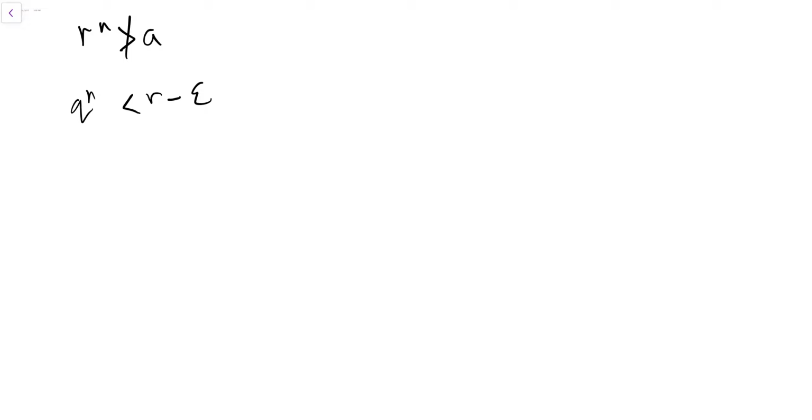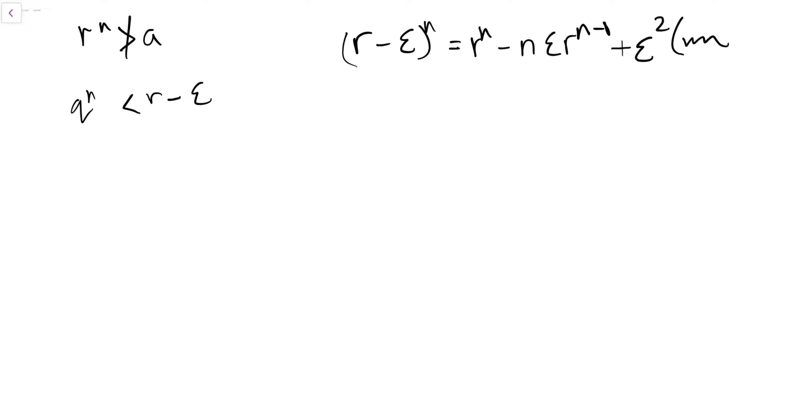As we did before, (R minus epsilon)^n is equal to R^n minus some constant n epsilon R^(n minus 1) plus epsilon squared and some simultaneous additional term.